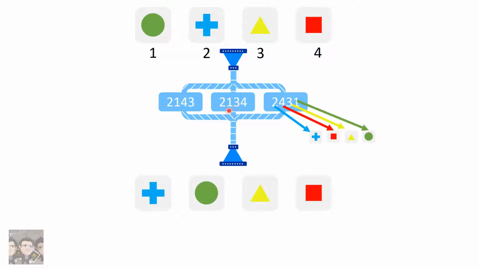We cannot spend a lot of time looking at, okay, number 2 is here, number 1 is here, number 4 is here, number 3 is here. No, you cannot spend that much time. All right, so these are the tricks.